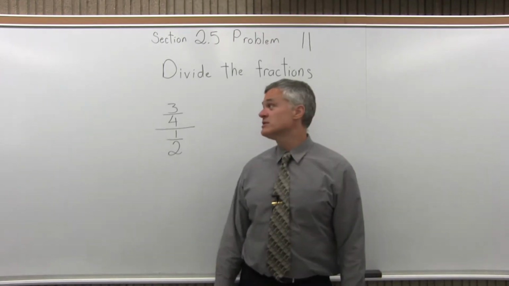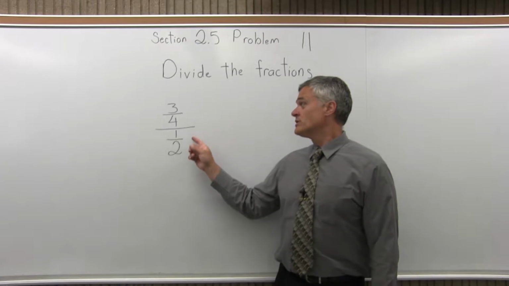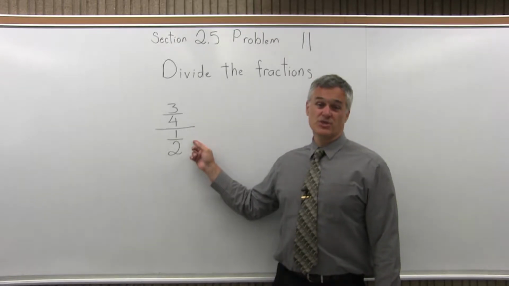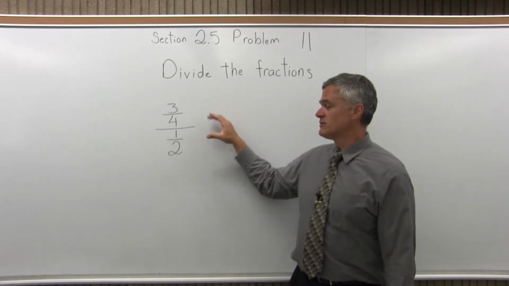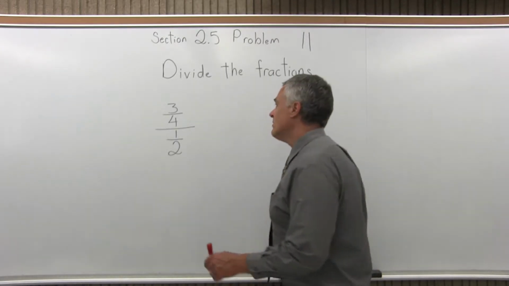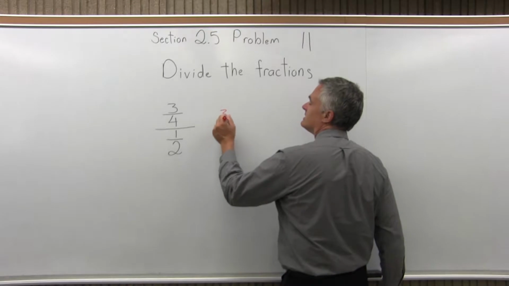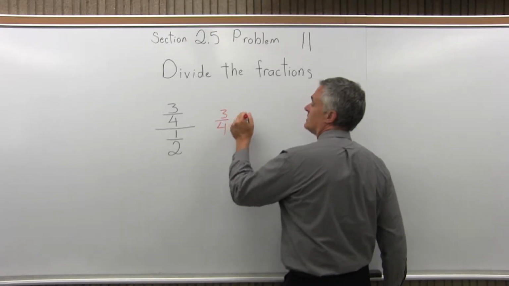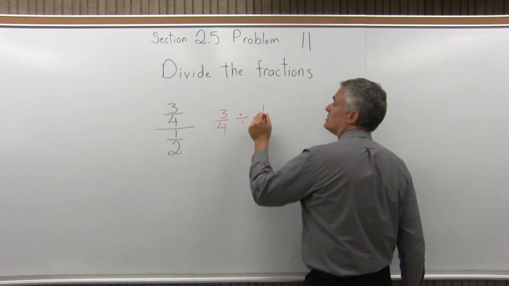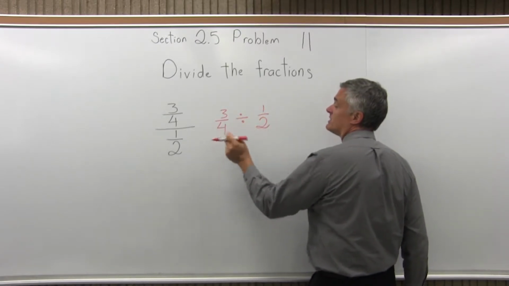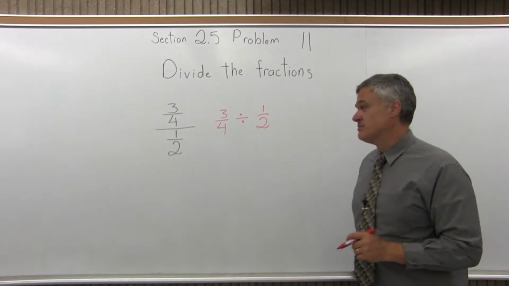It says divide the fractions, and what we have is 3/4 over 1/2, which is really 3/4 divided by 1/2. This looks very intimidating. This is a complex fraction. You have one fraction over another. But really what you do is it's simply the top fraction of 3/4 divided by the bottom fraction of 1/2. So written in this form, which is really the same question, it looks much better.